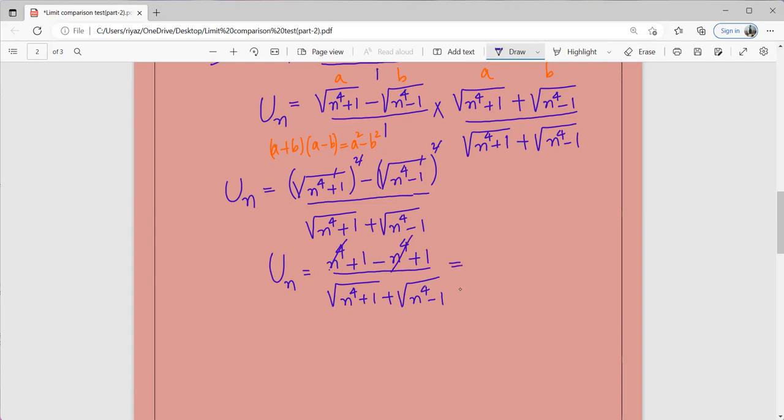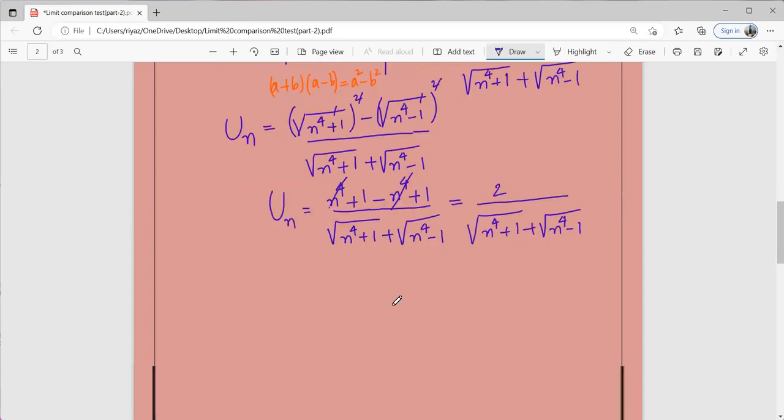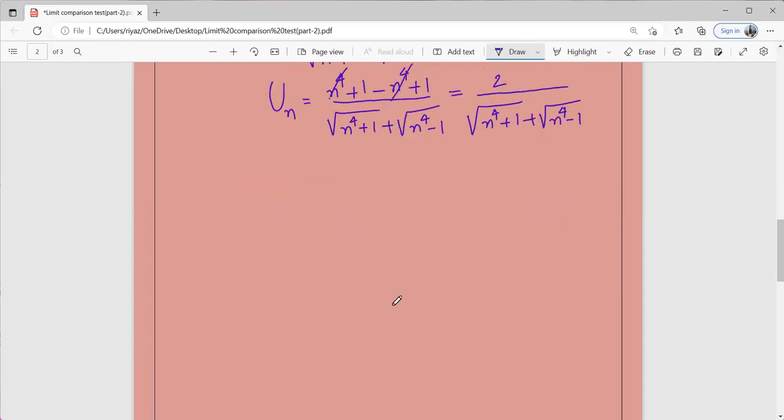Here 1 plus 1 is 2 in the numerator. The denominator is root of n to the power of 4 plus 1 plus. Whenever a square root problem comes, we have to solve it in this way only. The power may be 2, may be only n, may be 3, may be 4, it can be anything. This is the way to simplify. Still we are unable to take the vn value, so we will solve one more step.